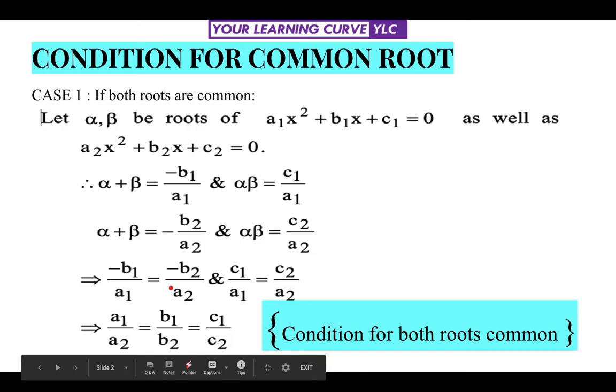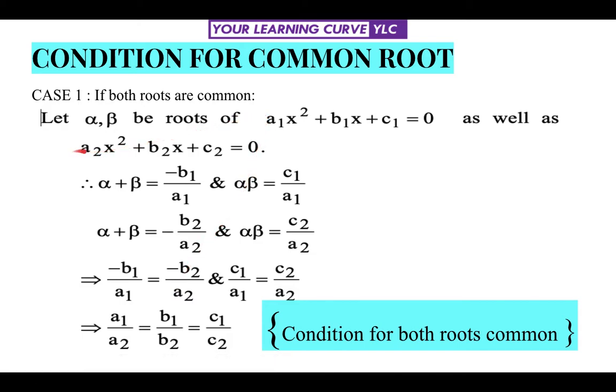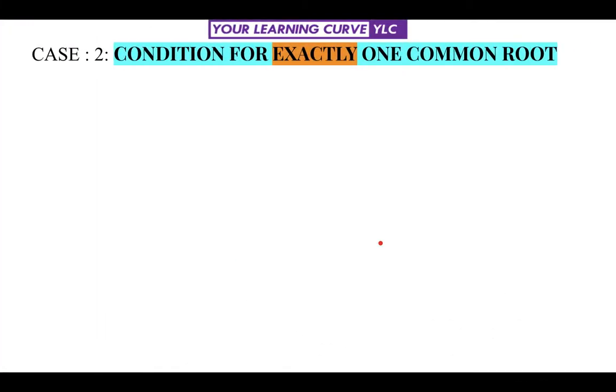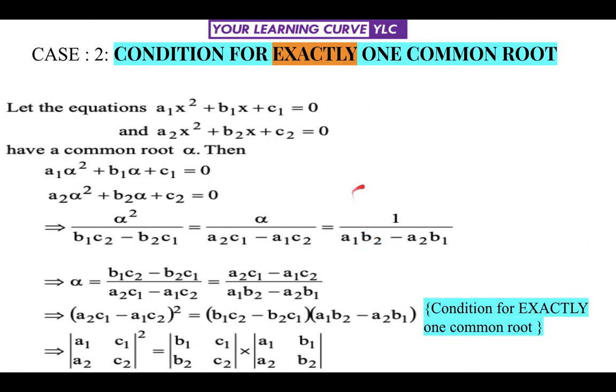c1 by c2. That means if the corresponding coefficients of these two equations are proportional, that is, a1 upon a2, the ratio of x square coefficient, is equal to the ratio of x coefficient, is equal to the ratio of constant term, then both the roots of these two equations will be the same. This is the condition for both roots common. You must remember this. Now let's see the condition for exactly one root common.